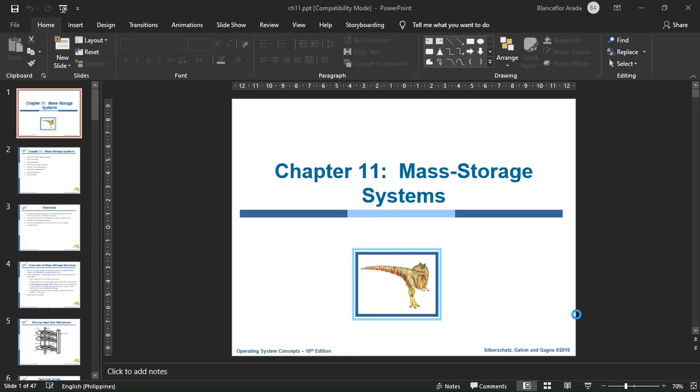So we're already on chapter 11, all about mass storage systems. Last lesson, we learned all about virtual memory, which is part of memory management. This chapter 11 is already part of storage management. So let's learn all about the mass storage system. Let's start our lesson.